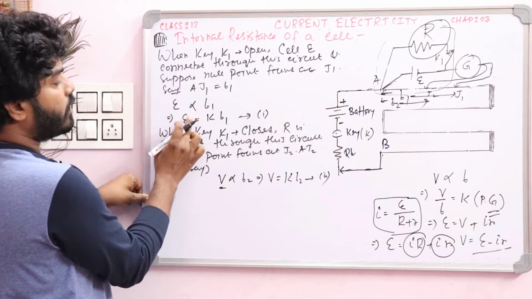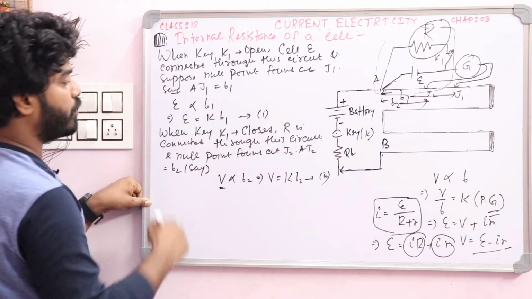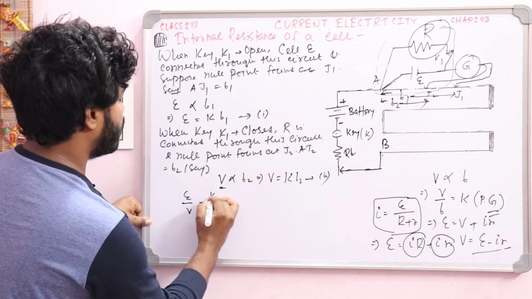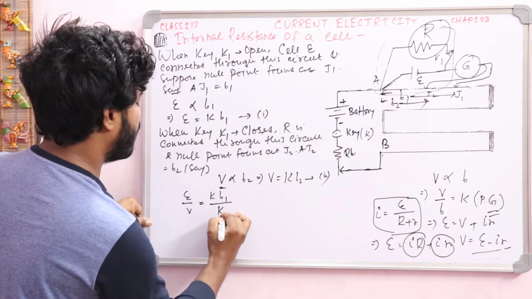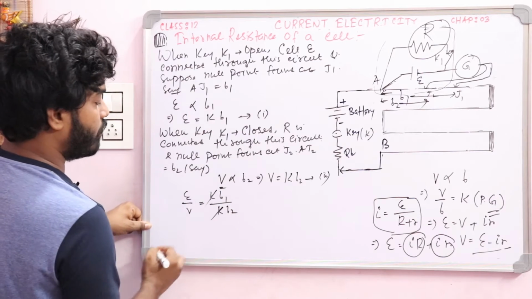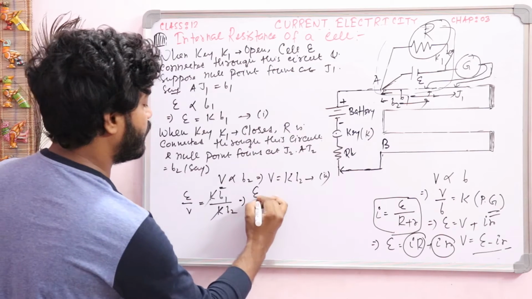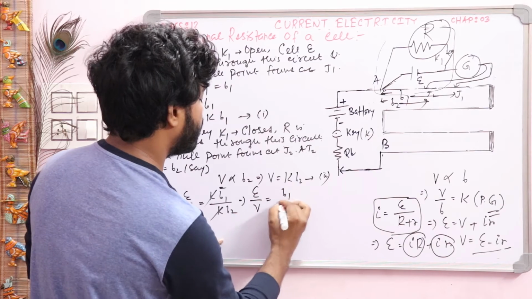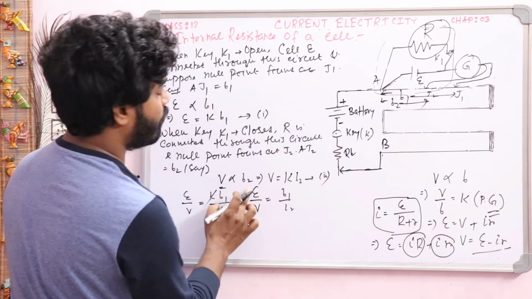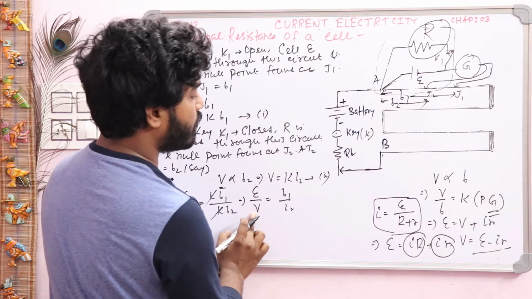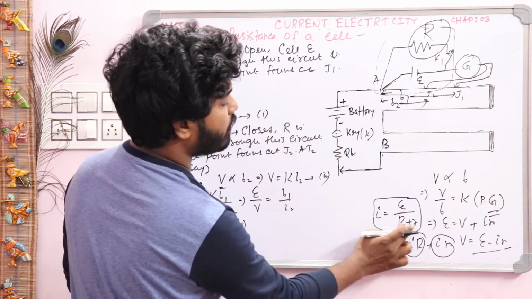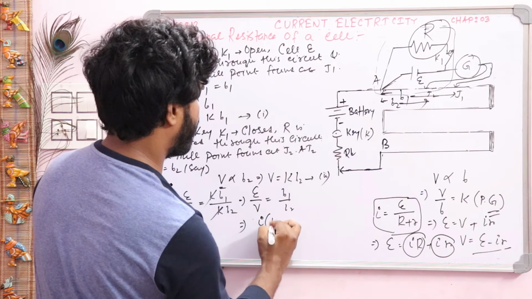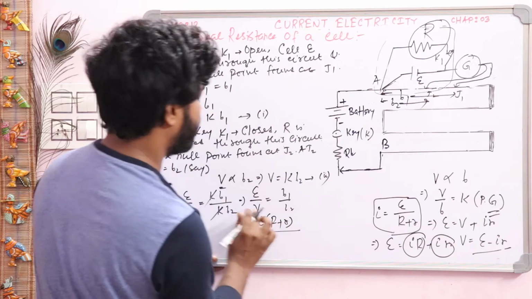Now you divide equation 1 by 2. E divided by V is equal to K L1 divided by K L2. Here K cancels out. That is E by V is equal to L1 by L2. Now just putting the value of E and V. You know E is equal to I into R plus r, I into R plus r divided by V.